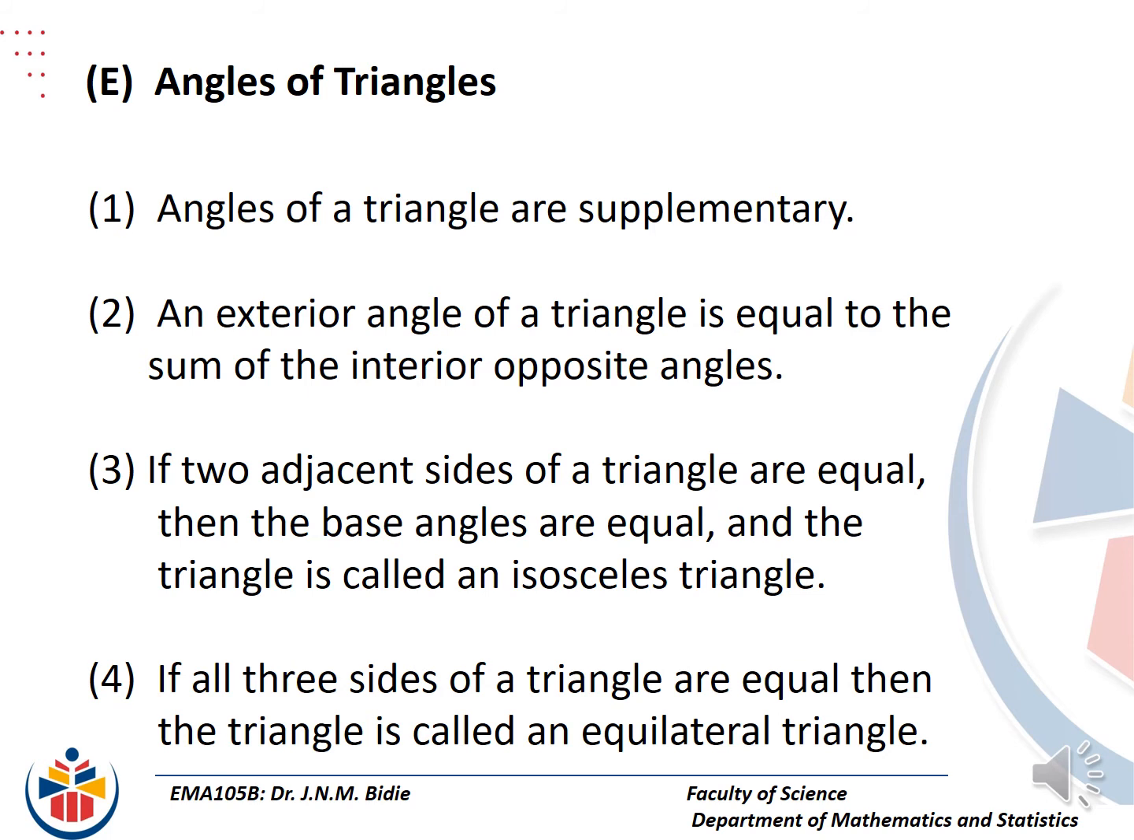Moving on, we're going to angles of a triangle. Angles of a triangle are supplementary. An exterior angle of a triangle is equal to the sum of the interior opposite angles. If two adjacent sides of a triangle are equal, then the base angles are equal, and then that triangle is called an isosceles triangle. If all three sides of a triangle are equal, then we have what we call an equilateral triangle.